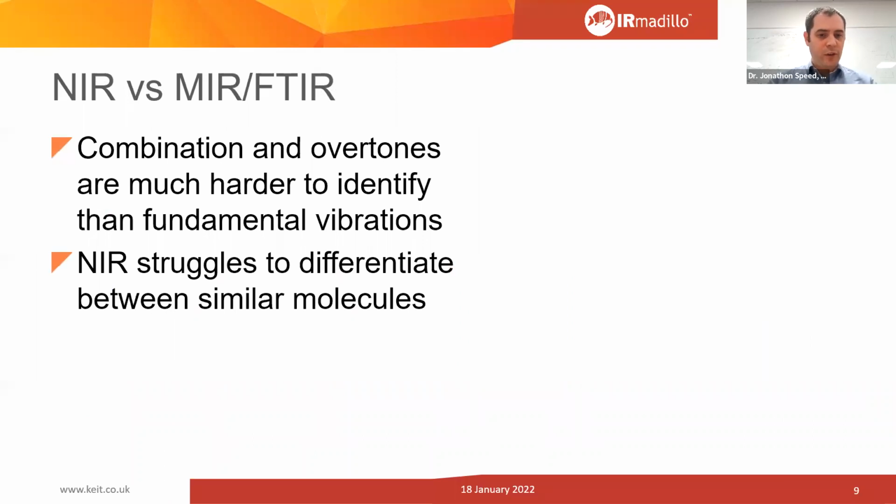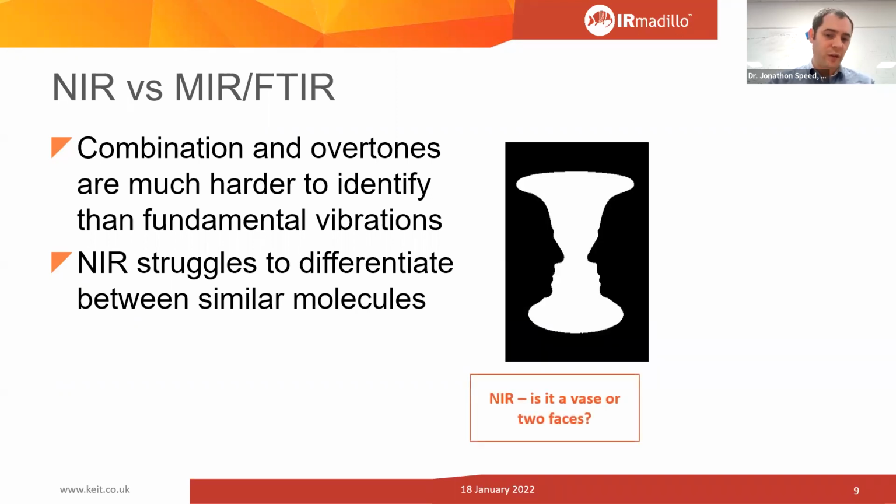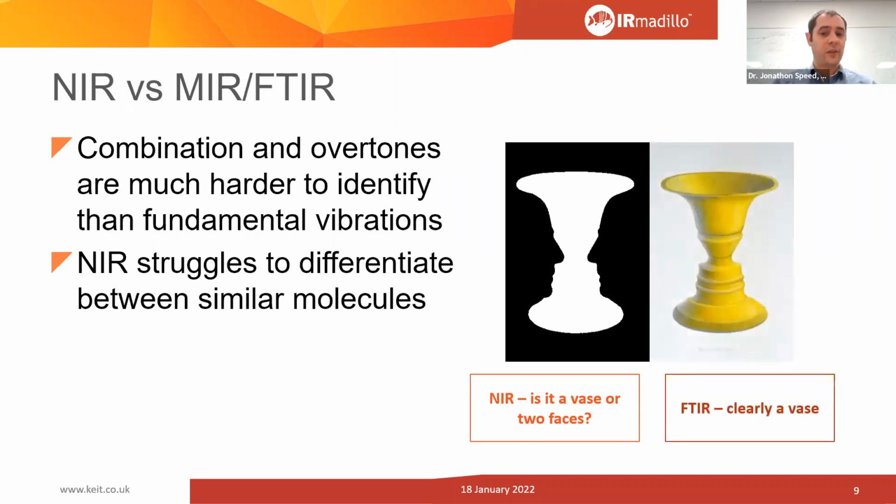So just to go into a bit more interest on the near infrared and the mid infrared, as I mentioned, combination bands and overtones are much harder to identify than the fundamentals. And near infrared struggles to differentiate between similar molecules. The example I like to use here, a bit like the silhouette one, is: is this a vase or are these two faces? You can't tell from this picture. It's a vase. So with mid-infrared and FTIR, this is the kind of level of information we get. With near-infrared, we can't quite tell.